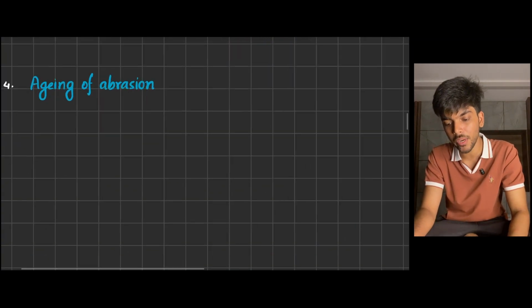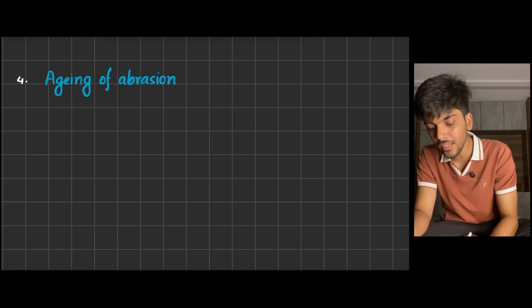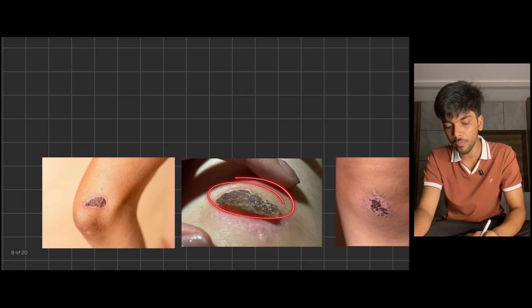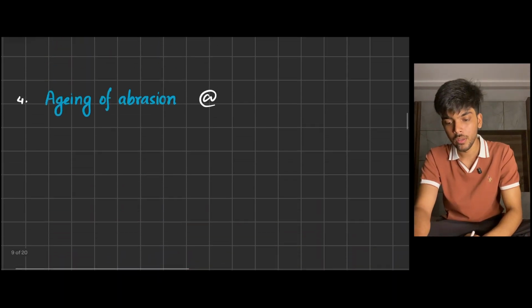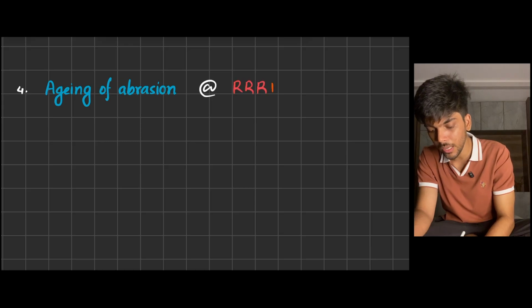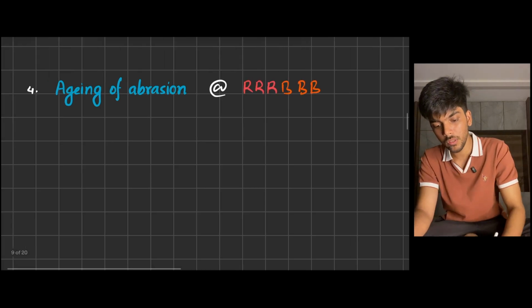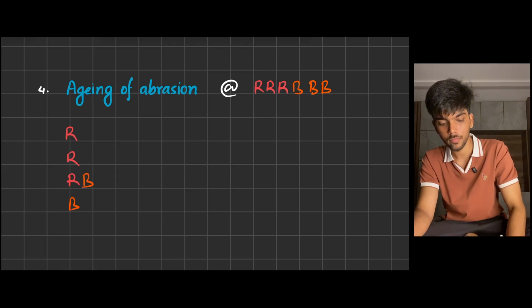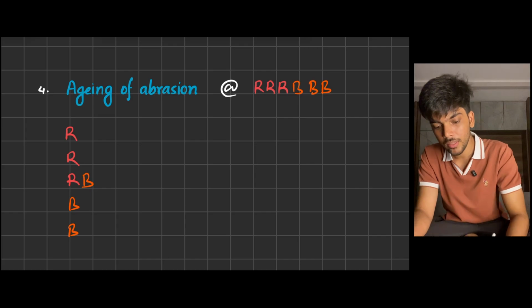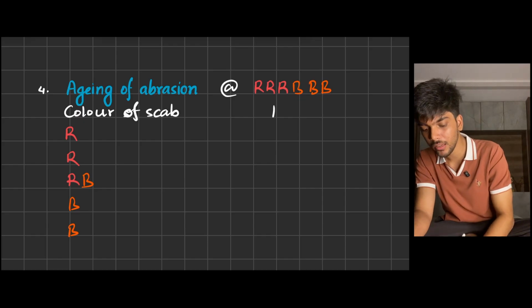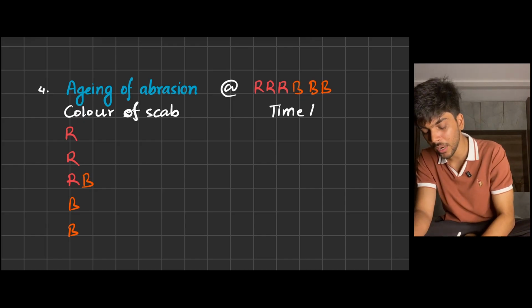Next, aging of abrasion. Now, the aging of abrasion is dependent on the color of the scab. What is a scab? A scab is formed over the abrasion as the abrasion heals. So, one way to remember is triple R, triple B. This gives the color of the scab, and that gives the time or age.